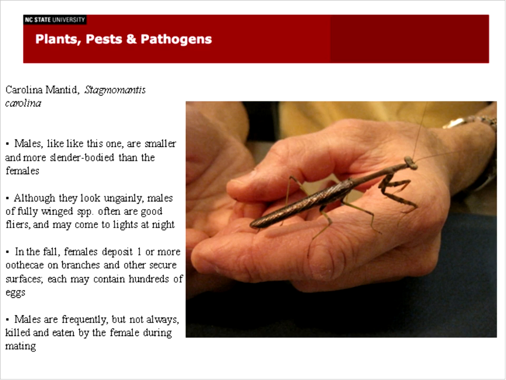Among mantids, males are smaller and much more slender-bodied than the females. This is a male here. This one can fly very well. They will sometimes come to lights at night. The males of our other species can fly well too. I'm not sure how well the females can fly, but probably not really well. In the fall of the year, when the females begin to lay their eggs, each ootheca may contain anywhere from say 150 to 250, possibly 300 eggs, depending on how well nourished the female is.